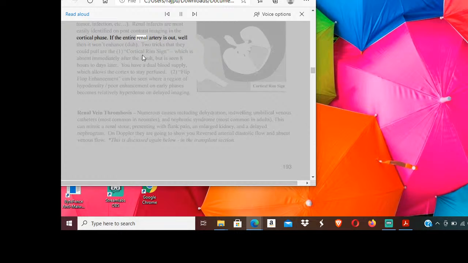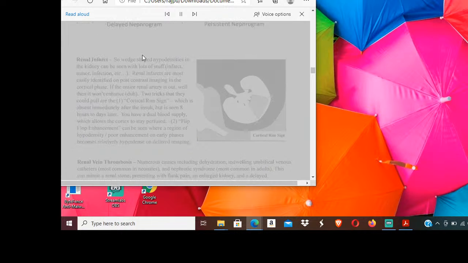If the entire renal artery is out, well then it won't enhance, duh. Two tricks that they could pull are: 1. Cortical rim sign, which is absent immediately after the insult, but is seen 8 hours to days later. You have a dual blood supply, which allows the cortex to stay perfused. 2. Flip-flop enhancement can be seen, where a region of hypodensity, or poor enhancement, on early phases becomes relatively hyperdense on delayed imaging.